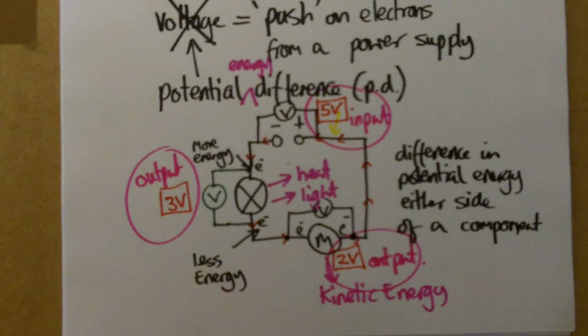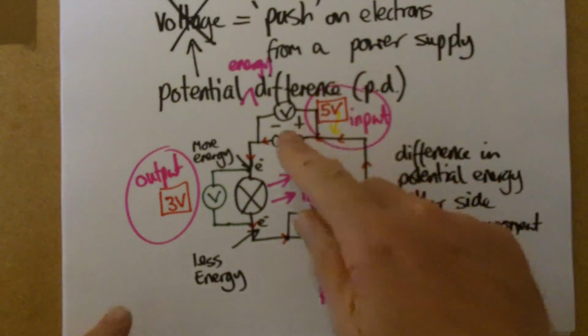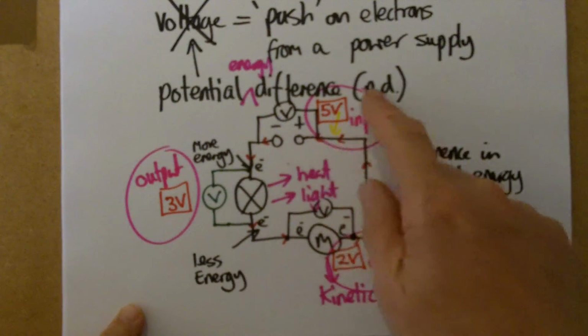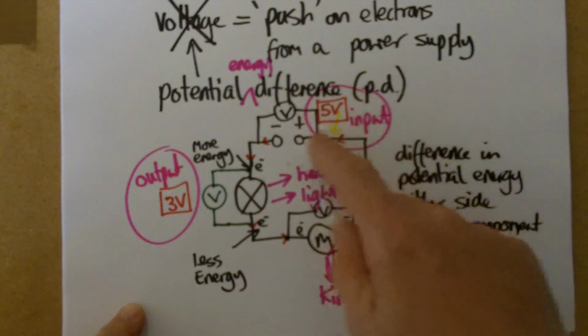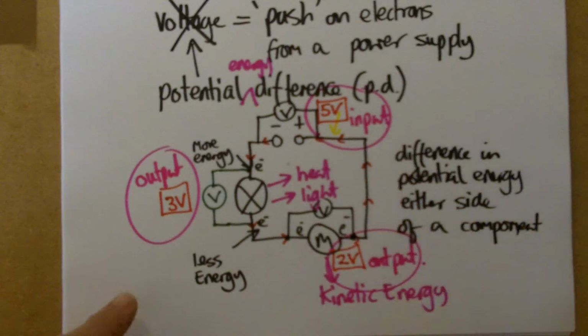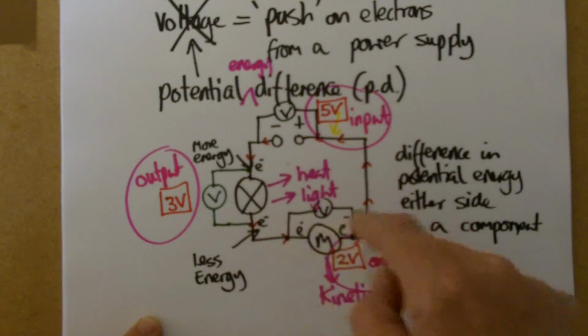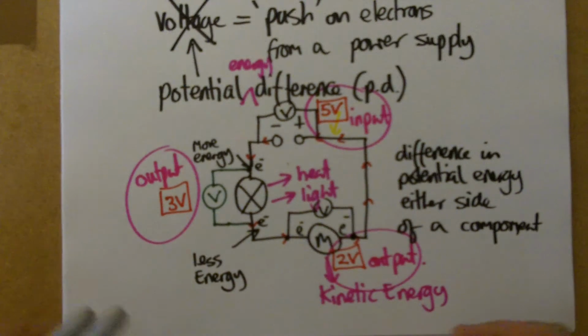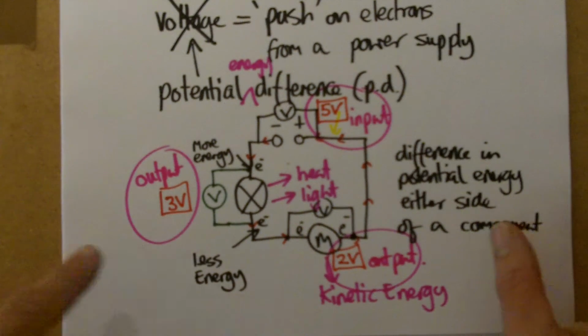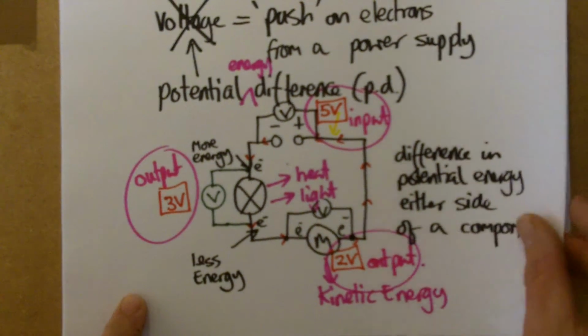So, just to recap, you measure the voltage of a power supply. That tells you how much energy effectively is being given to the charge. And then when you measure the PD across a component, it tells you how much energy is being removed from the charge.